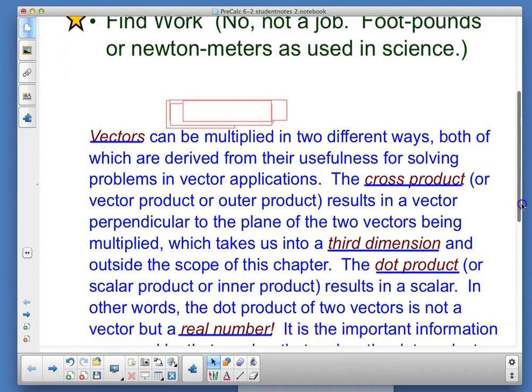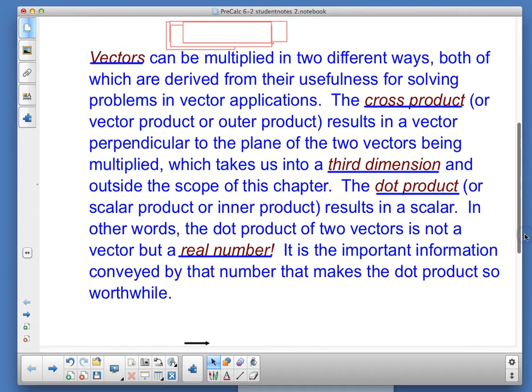So as we're looking through today, vectors can be multiplied in two different ways, both of which are derived from their usefulness for solving problems in vector applications. The cross product, or vector product, or what they'll call the outer product, results in a vector perpendicular to the plane of the two vectors being multiplied, which takes us into a third dimension and outside the scope of this. So everybody go, yay! We're not doing that, because it's curl, gradient, and other things.